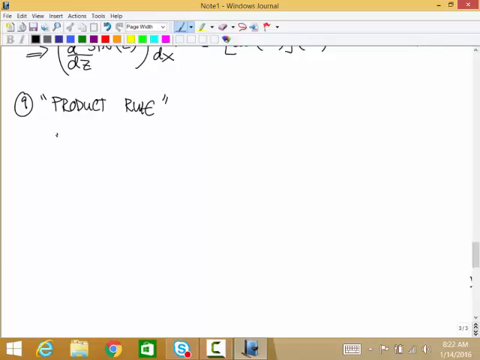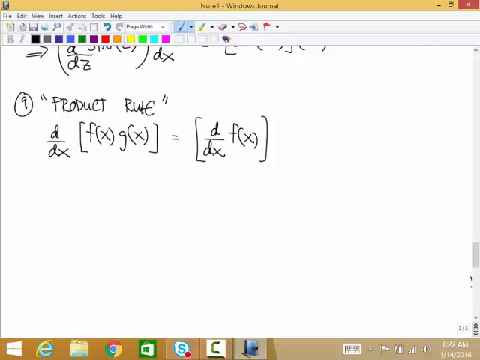And the product rule says if you take the derivative of one function times another function, that's equal to the derivative of the first function times the second function plus the first function times the derivative of the second function.